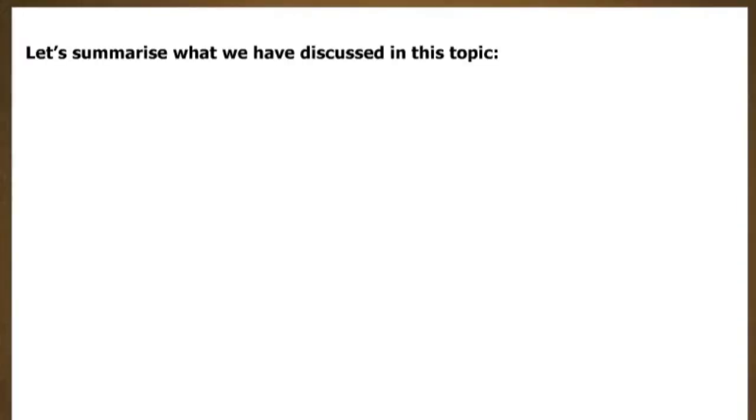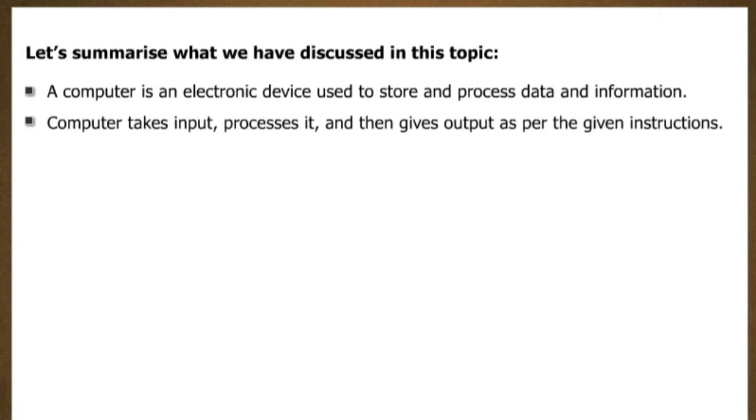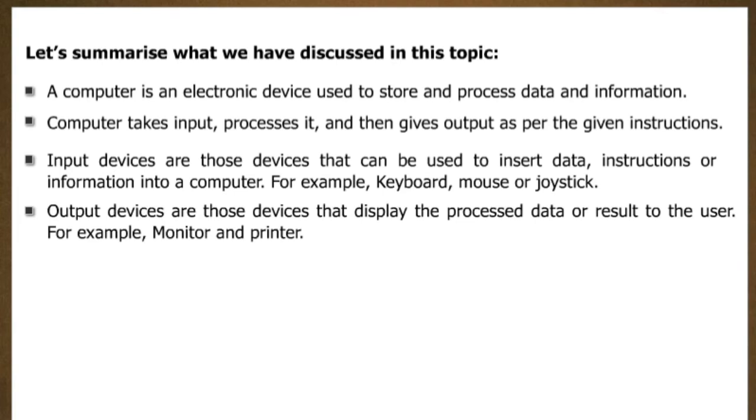Let's summarize what we have discussed in this topic. A computer is an electronic device used to store and process data and information. Computer takes input, processes it, and then gives output as per the given instructions. Input devices are those devices that can be used to insert data, instructions, or information into a computer. For example, keyboard, mouse, or joystick. Output devices are those devices that display the processed data or result to the user. For example, monitor and printer.